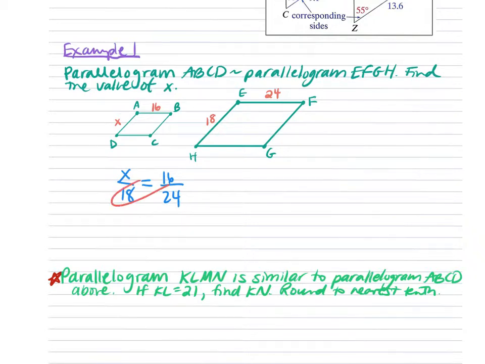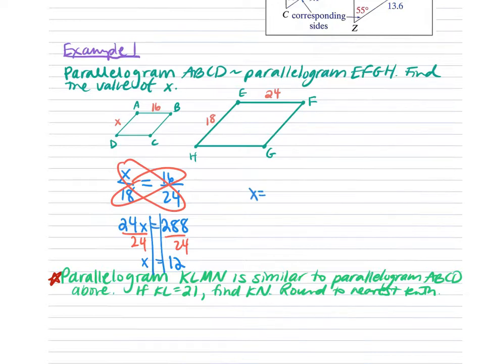Okay, let's solve for x. Let's use cross multiplying here. 24 times x equals 18 times 16. Let's find out what 18 times 16 is. That is 288. All right, let's set up our railroad tracks, and then we're going to divide both sides by 24. And we're going to get x equals 12. Okay, so that is the answer. It says find the value of x, so x equals 12.